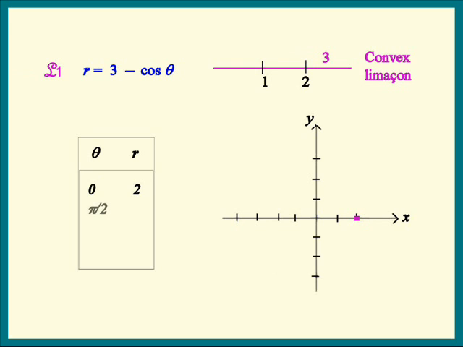When theta is pi over 2, cosine pi over 2 is 0, r is 3. There's that point. Keep going. When theta gets to pi, cosine pi is negative 1. R is 3 minus a negative 1, we get 4. And there's that point. When theta is 3 pi over 2, cosine of that is 0. R is 3. There's that point. There it is, the convex limaçon.